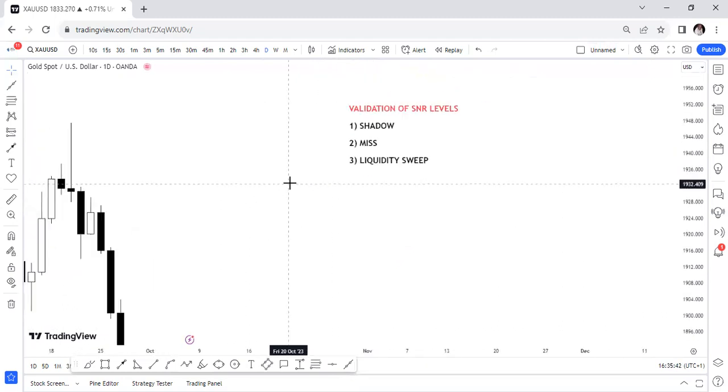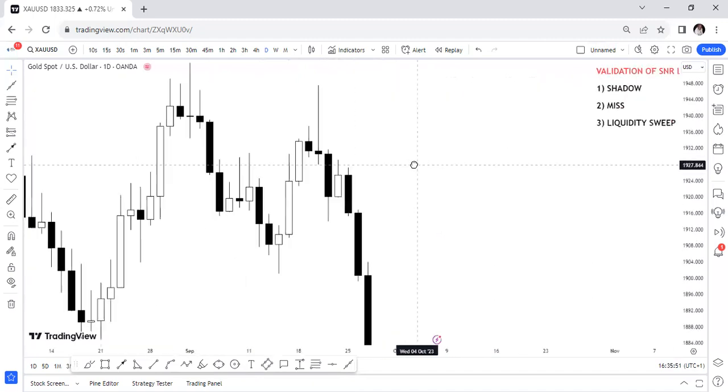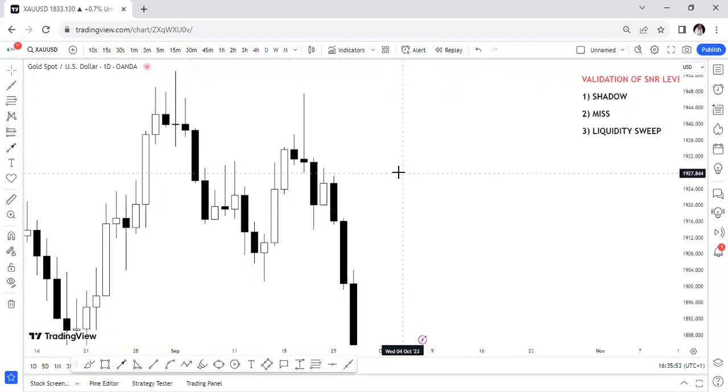Somehow the second one might not be compulsory, because sometimes you have a single candle touch. So let's go to the first one. The first one, we talk about shadow. What is shadow? Shadow is simply a candlestick wick. You see this tiny wick, it is the wick of the shadow. Upper wick, then the lower wick. That's what we call shadow.